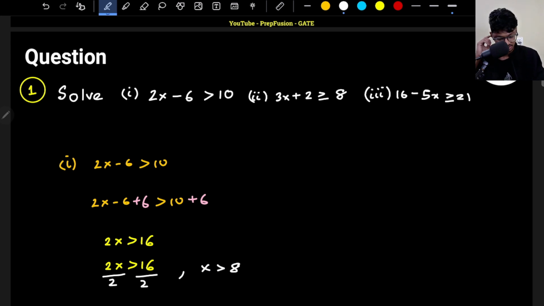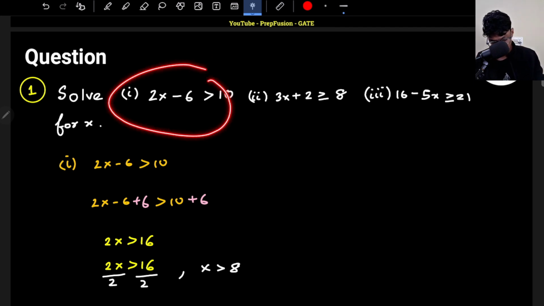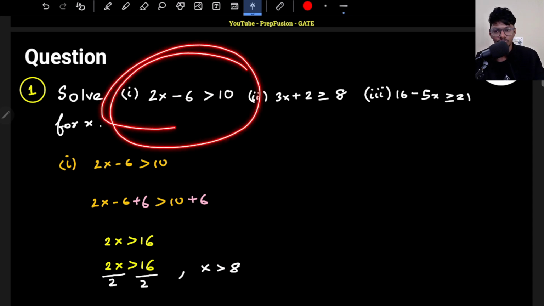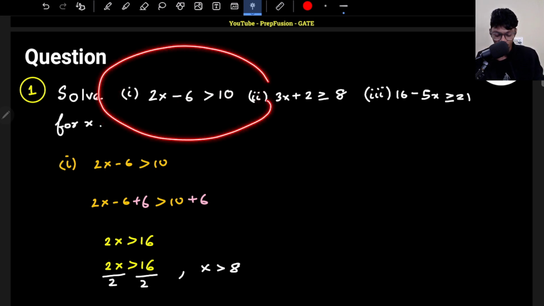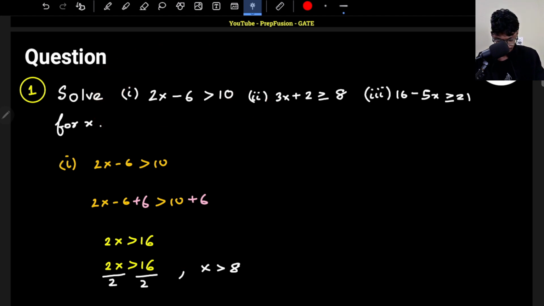This is the condition for x. So we have to solve for x. They will give you some inequality, and we have to find the values of x that satisfy it. If you choose any value greater than 8, it will always satisfy the inequality. If you choose any value less than 8, the inequality will not be satisfied. Okay, so that is what we actually do.